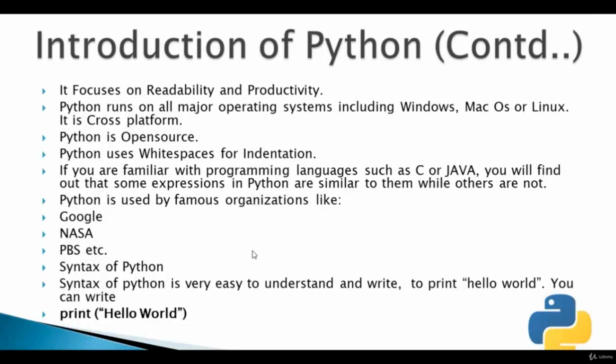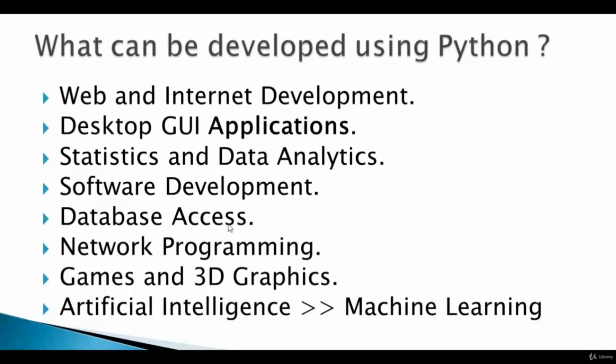So next I will discuss what can be developed using Python. What are some real world applications of Python? Python can be used to create web and internet development. That means if you learn Python, you can do a job as a web developer. For example, you can create ERP, or enterprise resource planning softwares. These softwares are used by organizations for their daily activities.